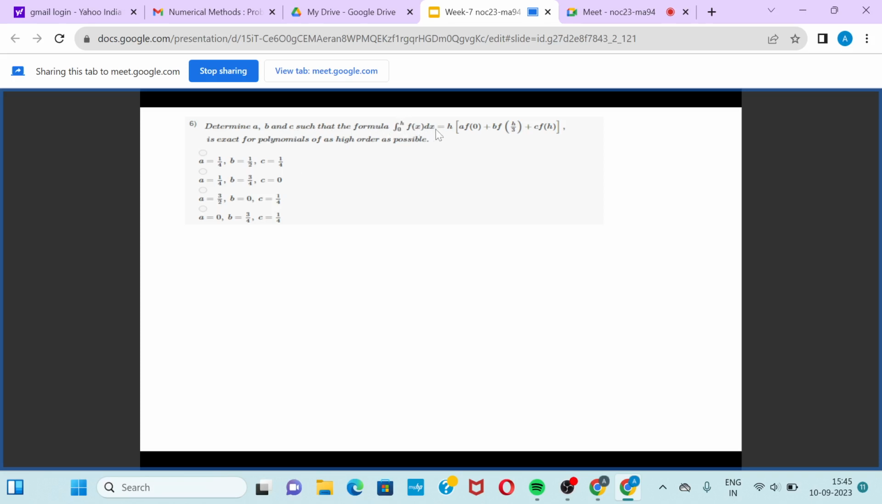so question number 6 is: determine a, b and c such that the formula of integral over 0 to h f of x dx is equal to h times a into f of 0 plus b times f of h by 3 plus c into f of h is exact for polynomials of as high order as possible. Okay, so you have to determine these constant values a, b and c such that this integration can be used, okay, to find exact for polynomials of as high order as possible. So try it. What will be the values of a, b and c?